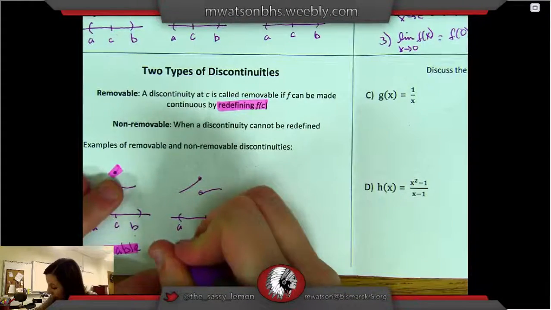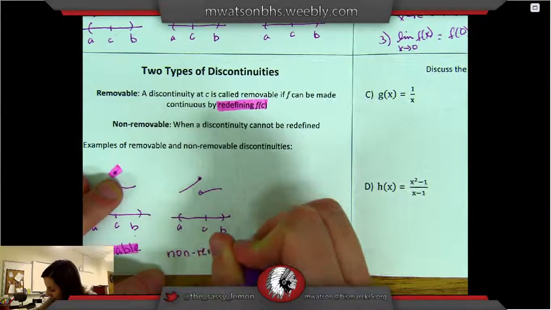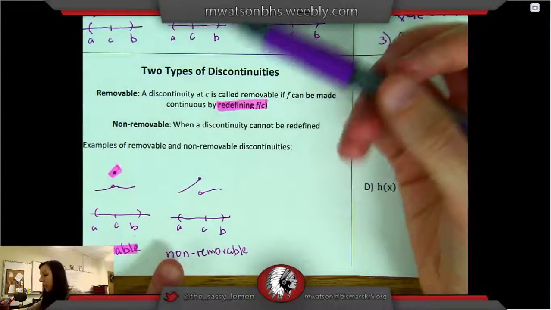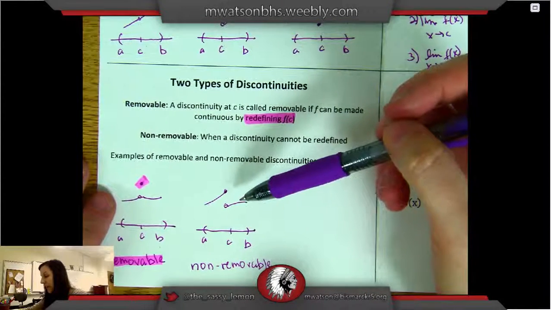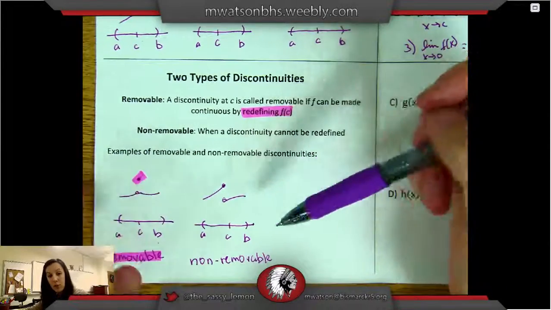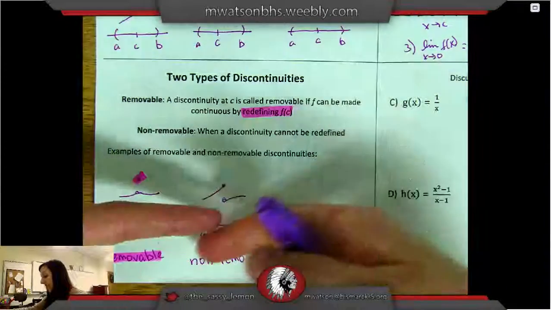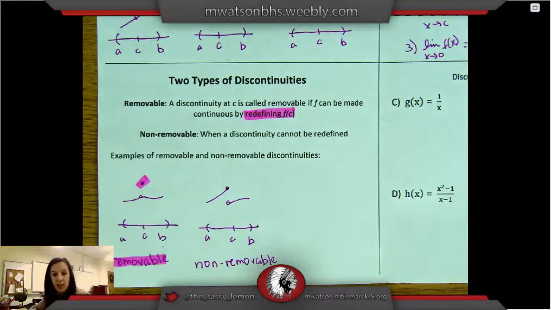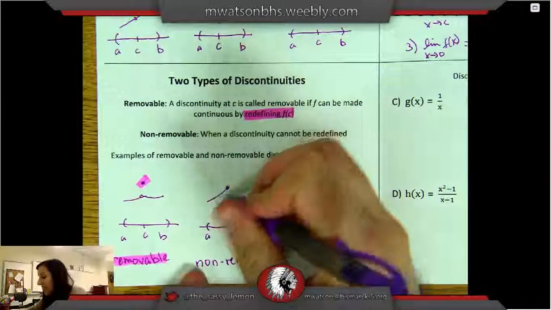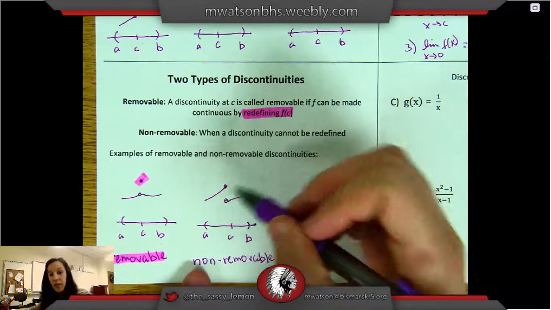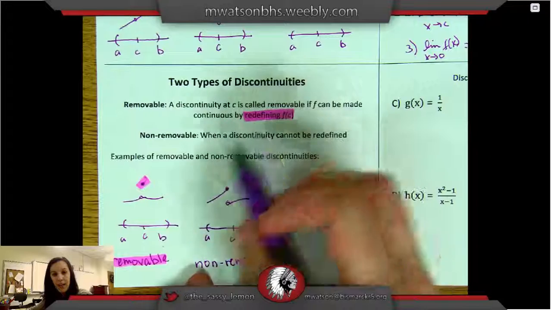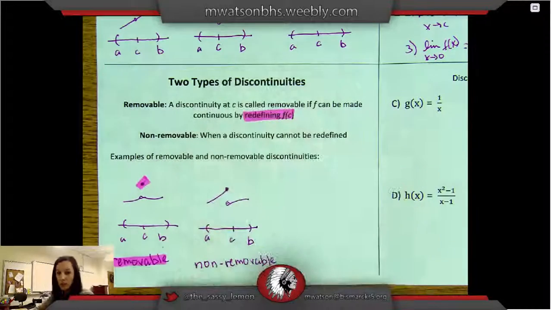So why is this non-removable? Well, remember, f of c was defined for this one, but the problem with it was that the limit did not exist. As you approached c, you had two different values you were approaching. There's no way to change that. There's no way to add a little something to this function to fix that. You would have to actually change the entire graph. You would have to make this line come down and meet it here, which is not what we mean by redefining. Redefining is more about adding something, not about changing what's already there.